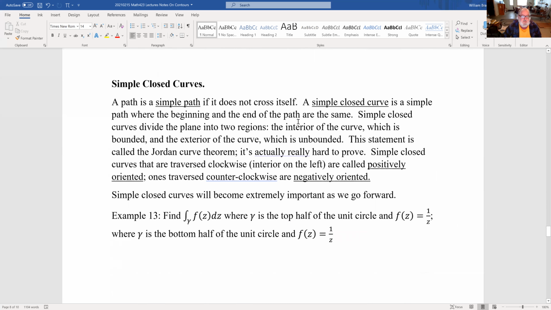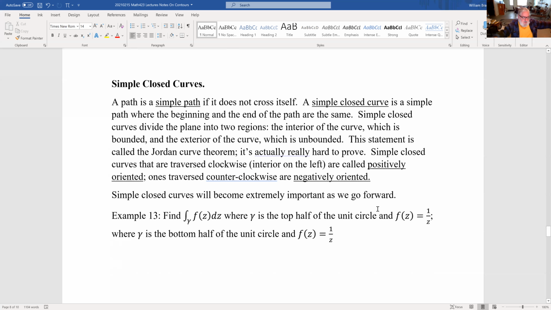So simple closed curves. A path is a simple path if it doesn't cross itself. A simple closed curve is a simple path where the beginning and the end of the path are the same, like a circle. These divide the plane into two regions. The interior of the curve, which is bounded, and the exterior, which is unbounded. This is the Jordan curve theorem. It's actually really hard to prove.